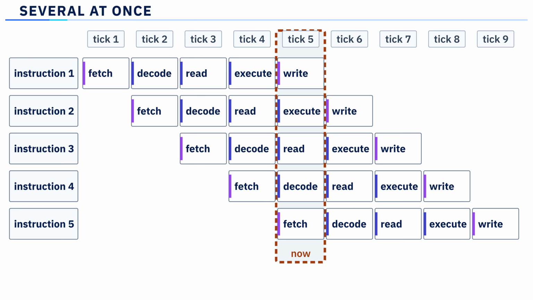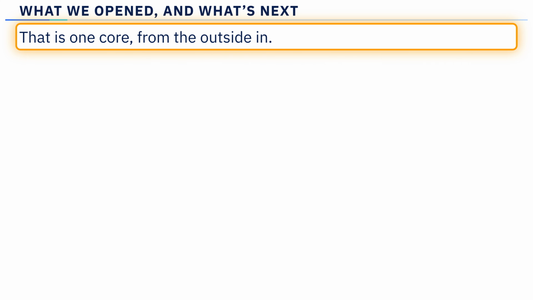Each instruction still takes all 5 steps, but when the work flows nicely, one of them can finish every tick, and there are a few billion ticks every second. Real programs stall sometimes, so it is not always that tidy. That is one core from the outside in.